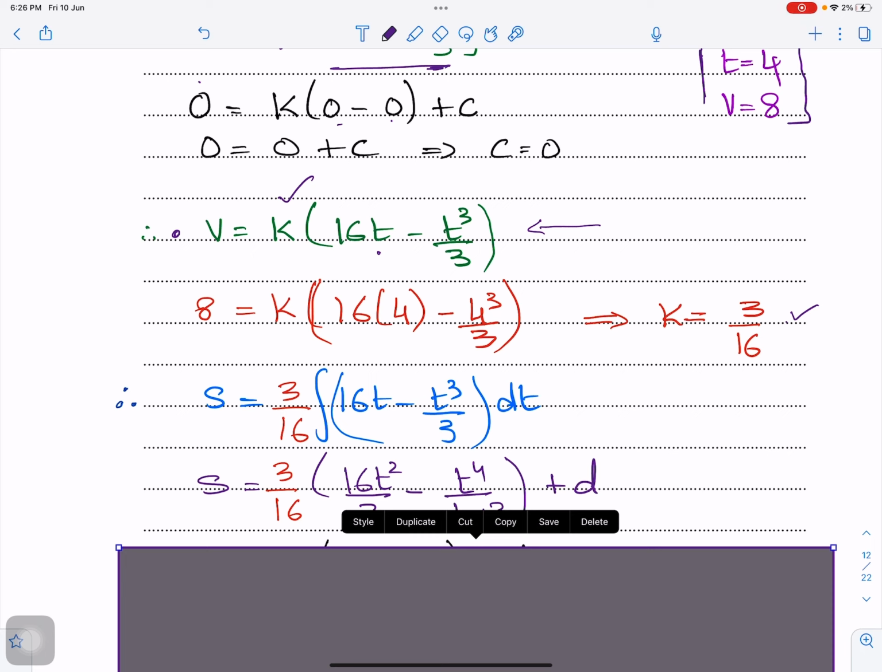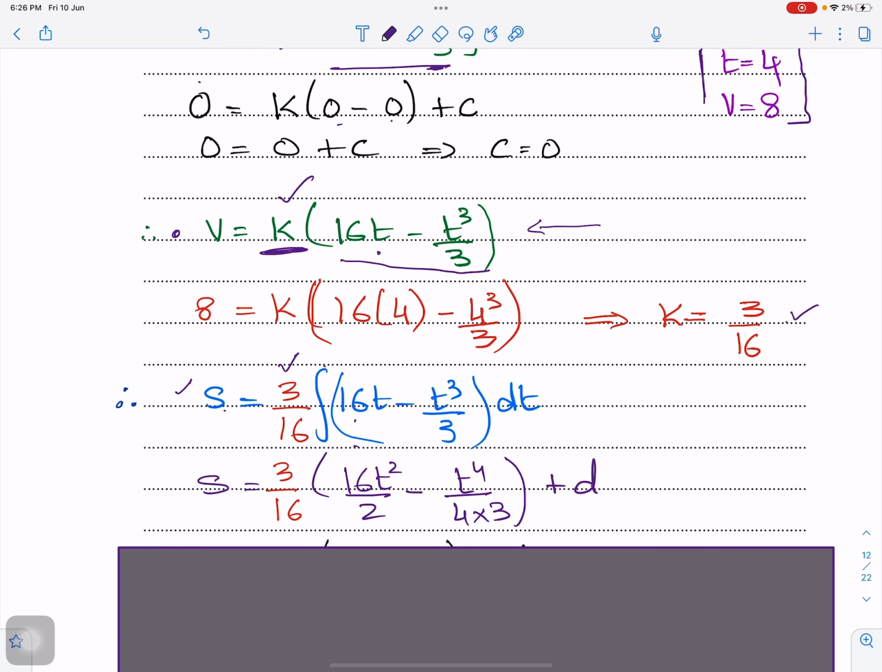So if you see here, this is the displacement. I have substituted the value of k, 3 upon 16 here. And the rest of the terms I'm writing as they are. After that, I integrated it. So 16t will become 16t square upon 2. T cube upon 3 will become t power 4 divided by 4 into 3.